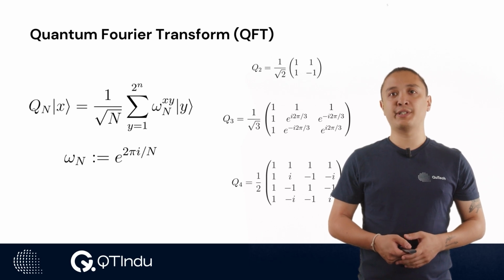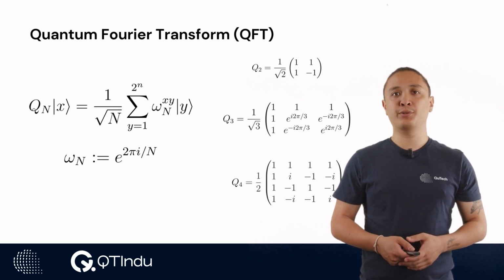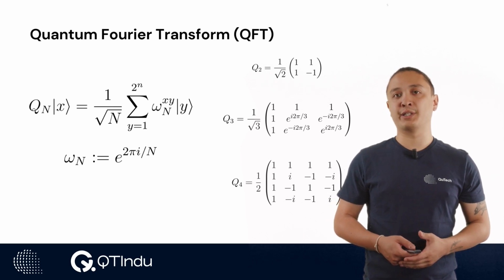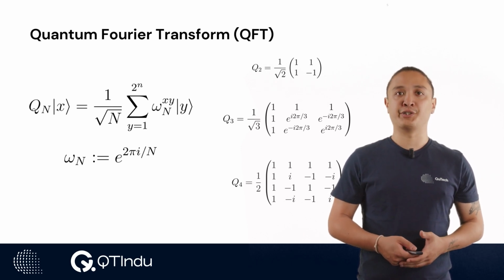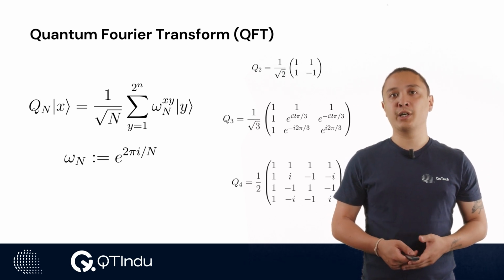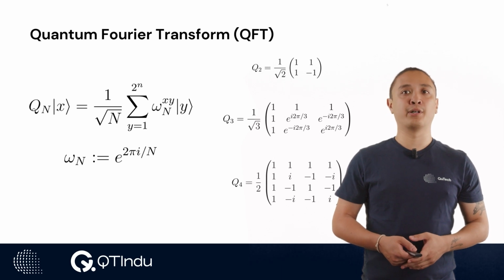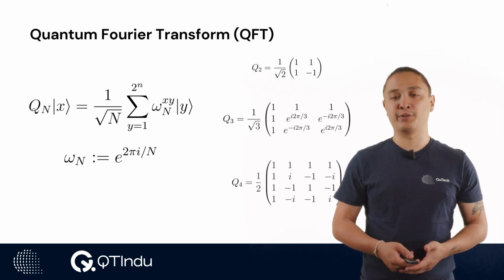Here we present the QFT in matrix form for N equal to 2, 3, and 4. Note that we can technically define a QFT over all possible positive integers N. However, for the purposes of implementing it on a quantum computer, we will only consider the case when N is equal to 2 to the power of small n, i.e. just some power of 2.